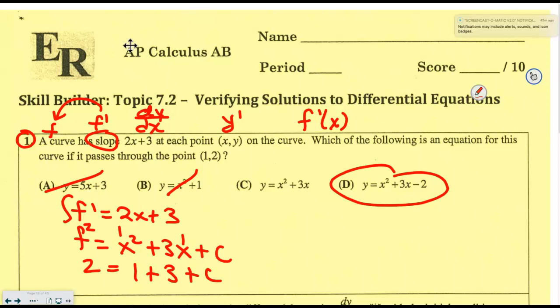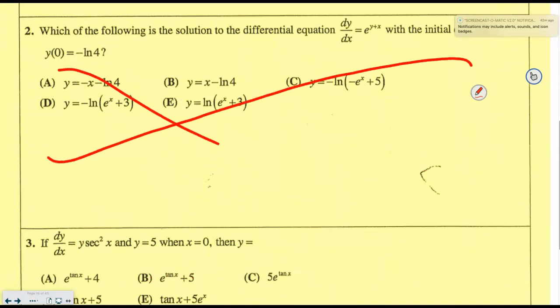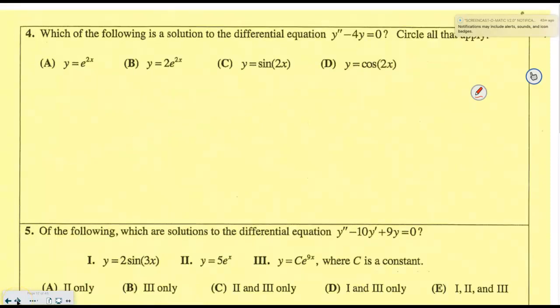The next 2 you can go ahead and cross off. You don't ever have to do them. So we're going to take this guy off. We're going to take this guy off. Our next one up is number 4. We'll do together. So just some stuff from yesterday.